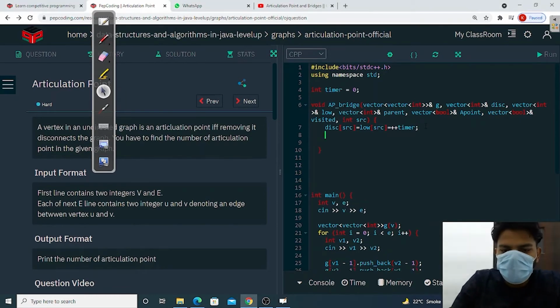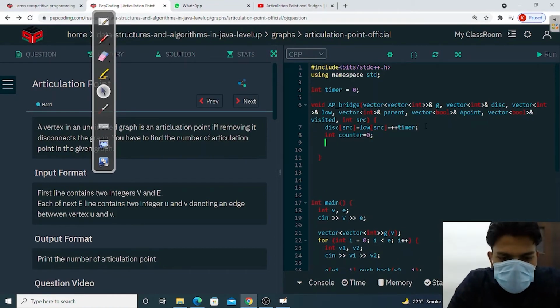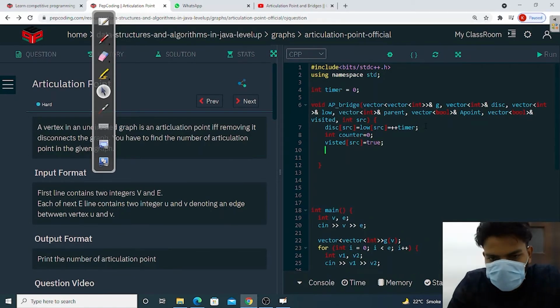Why are we taking counter 0? We are explaining our edge case, which is the parent. For this we take counter 0, because we want to check whether the parent calls 2 times. If the parent can call 2 times, then it is our articulation point. If the parent is not calling 2 times, then it is not an articulation point. This is our edge case.